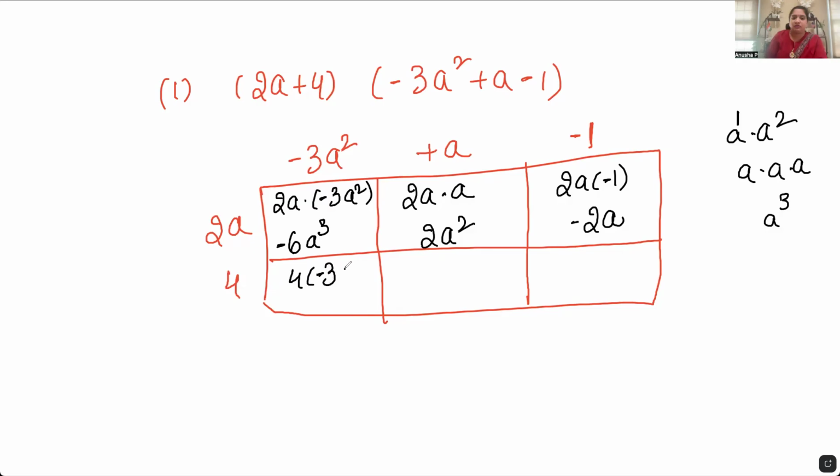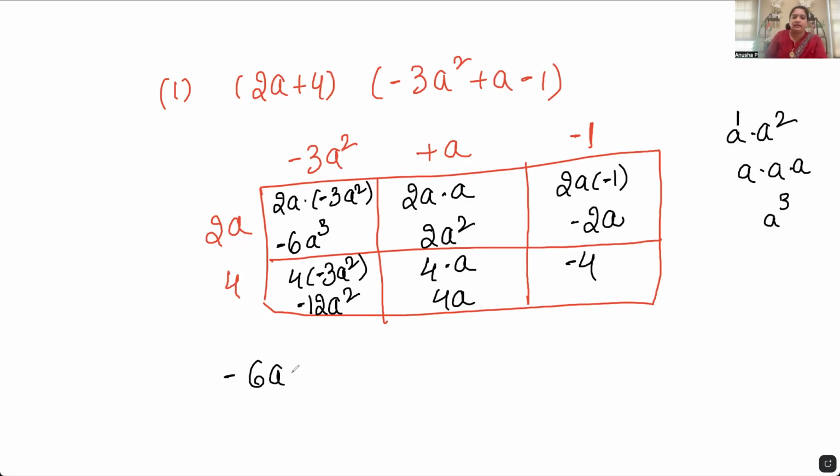4 times negative 3a². 4 times negative 3 is negative 12. And then we have an a². 4 times a is 4a. We have minus 4 because 4 times negative 1 is minus 4.